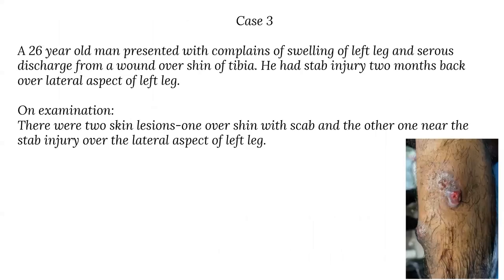This is case three of a 26-year-old man who presented with complaints of swelling in the left leg and serous discharge from a wound on the shin of the tibia. He had a history of stab injury 2 months back over the lateral aspect of the left leg. There were lesions which could be seen on examination.